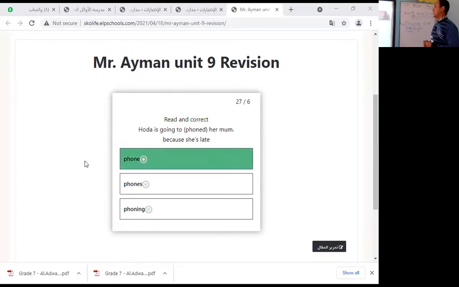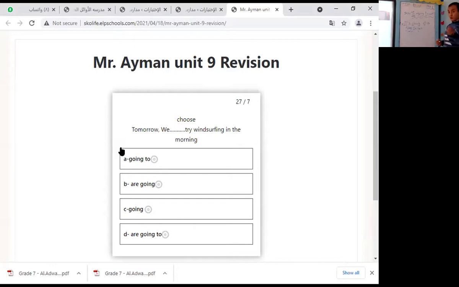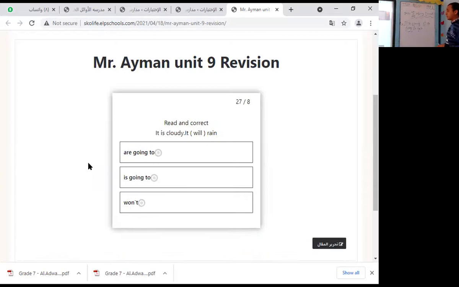Number seven, tomorrow. Tomorrow is a keyword for the future. We are going to try windsurfing in the morning. We are talking about going to: we plus verb to be, going to, infinitive. We are going to, D. We are going to try windsurfing.